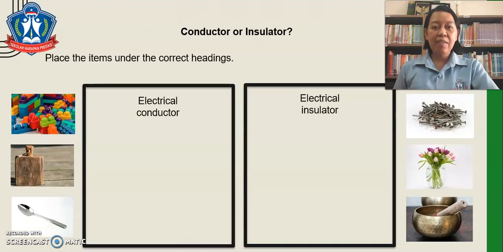And here is an activity. Is it a conductor or insulator? So you will place the items under the correct headings, children. In your notebook, make two tables, electrical conductors and electrical insulators, and place the materials in the correct headings. We have here plastic blocks, wood, metal spoon, nails, glass vase, and metal bowl. So take your time to answer, children, and we will check your answers during the class.